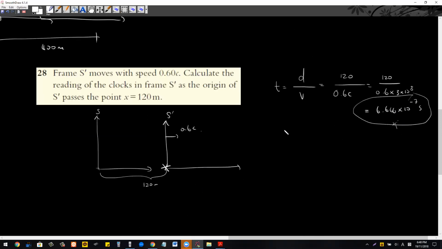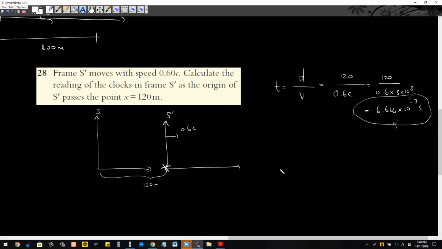That's the time at which this one passes 120. Now the question is, according to the S dash frame, when does that occur? What's the clock's reading on the S dash?